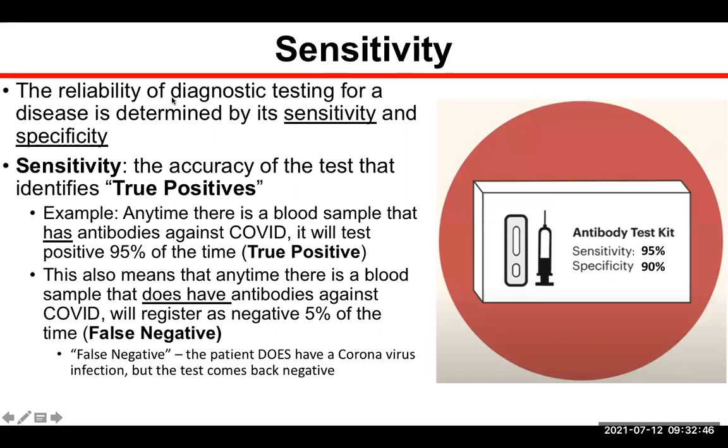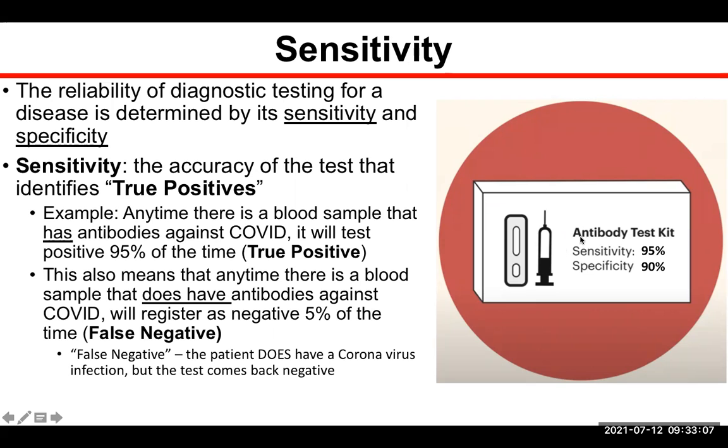So let's start with the first term, sensitivity. Any good test is going to have high sensitivity and high specificity. With the term sensitivity, this is referring to the accuracy of the test that identifies the true positives, so the people that are truly infected.